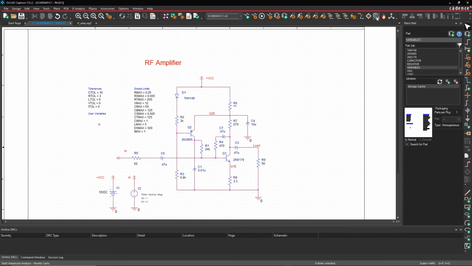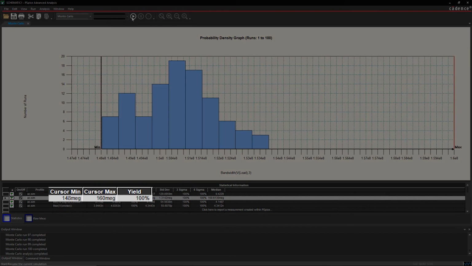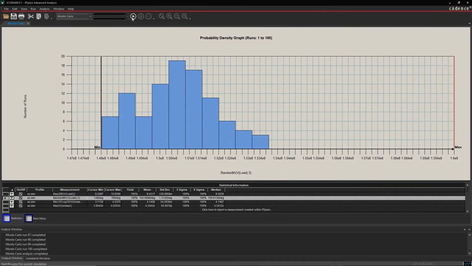With the PSpice Monte Carlo Analysis in OrCAD, yield prediction can help you easily evaluate if tighter component tolerances will be better for your designs.